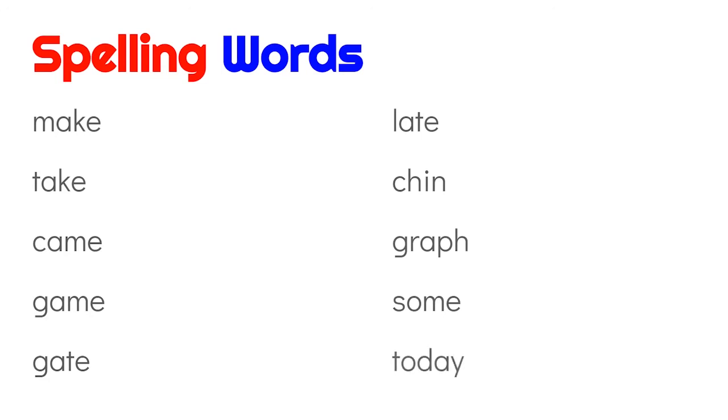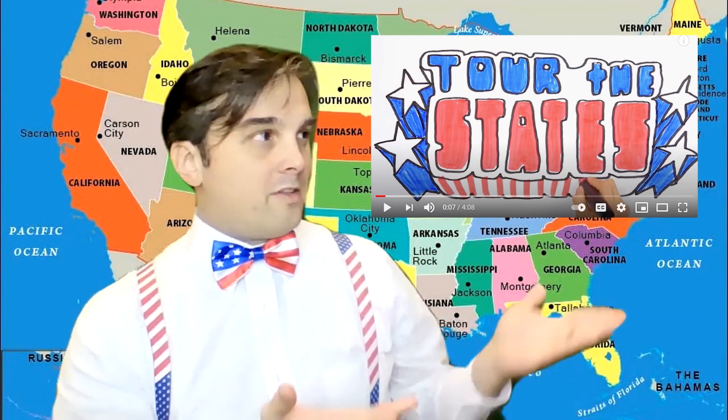All right, how many did you get correct? Make sure you give yourself 1 star for each one that you got right. How many stars did you get? You can learn about the capital cities of every state and see drawings of what you could find there in this Tour of the States song.